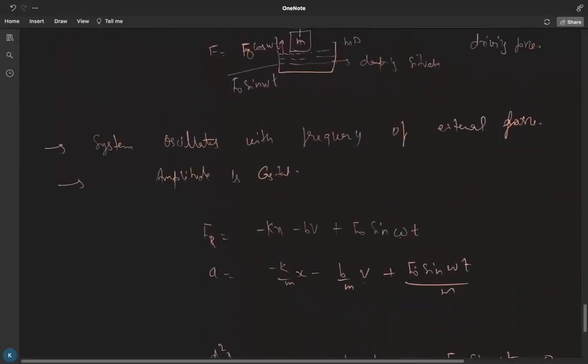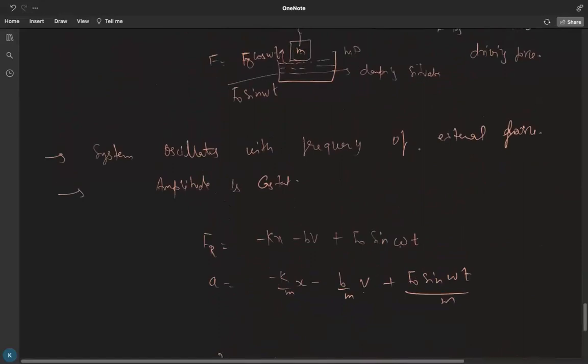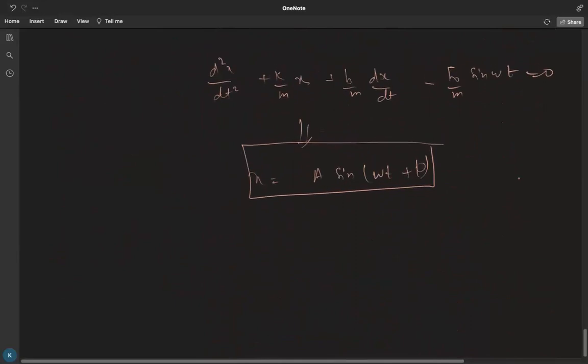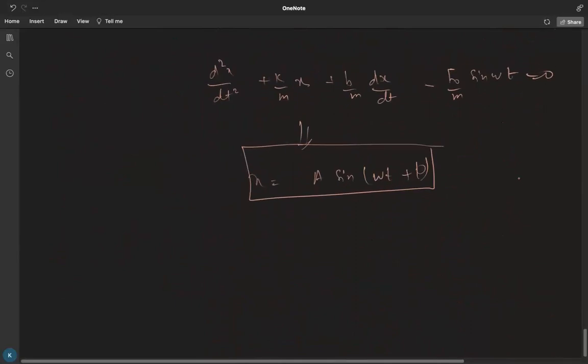Omega is the same as the omega of the driving force, right? And the amplitude is constant. So what is it? We can write the amplitude here, and the amplitude is equal to F naught by m. You just have to remember the formula, or it will come to you automatically. So don't worry about that.